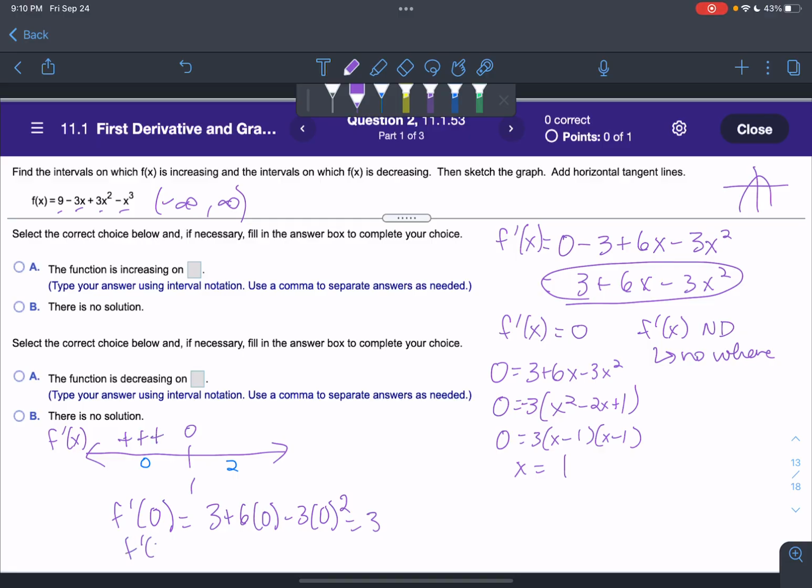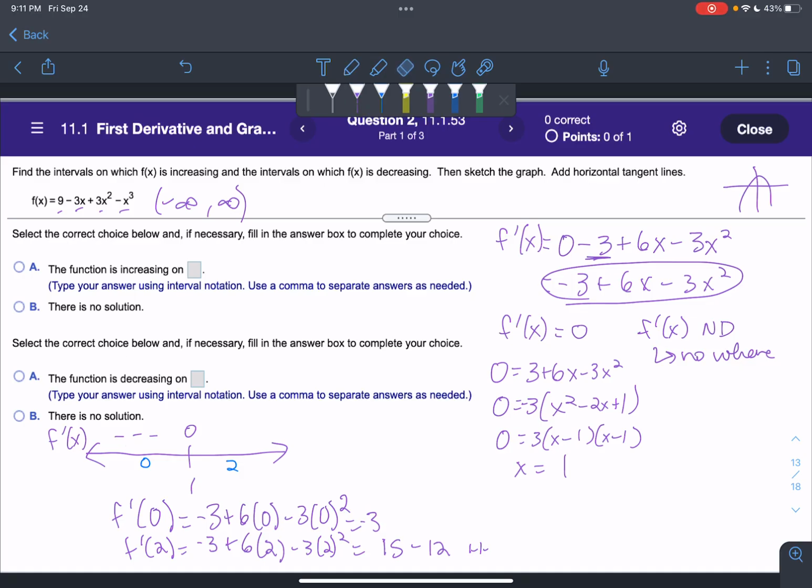And let's also test f prime of 2. So 3 plus 6 times 2 minus 3 times 2 squared. So that's going to be 12, 15 minus 12. So that's also going to be positive. Hold on a second. This should be a negative, sorry. That's negative 3 from up here. So that will change our signs just a little bit. So this will be negative.